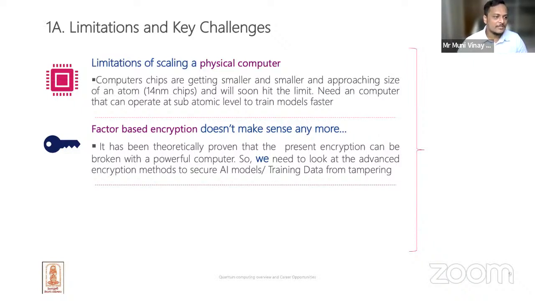The problem here is Shor's algorithm, which proved that if you have very, very powerful computers, you can break this encryption. So in the coming 5 to 10 years, if you have very powerful computers, factorization-based encryption will not work; it will break. And this encryption is also fundamental to blockchains.